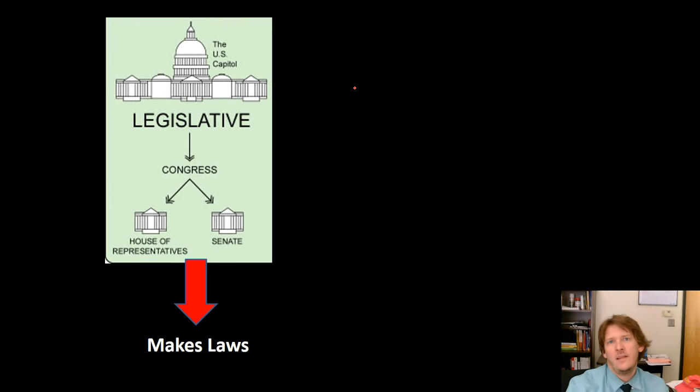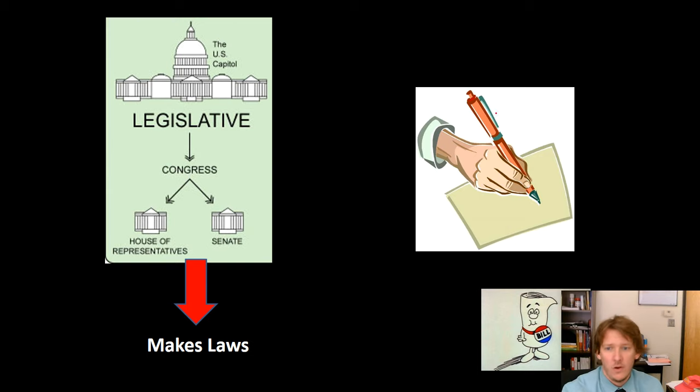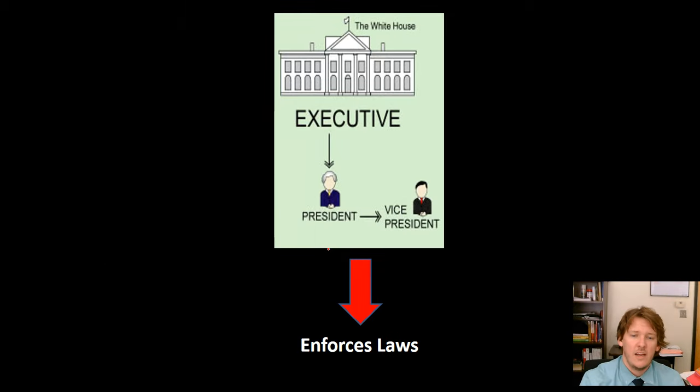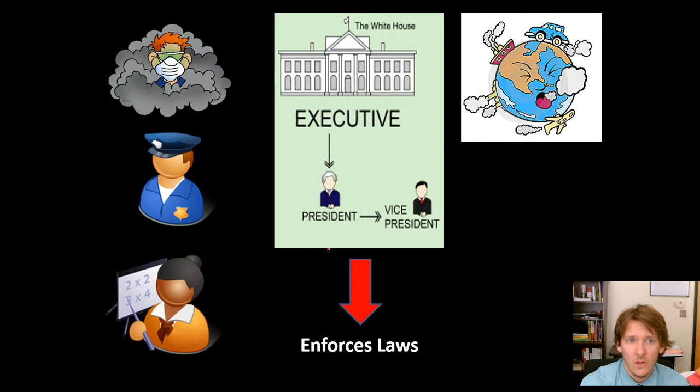Let's look at the legislative branch. So once again, they make the laws. They write the laws, right? They take the bill. They turn it into a law. The executive branch enforces the law. They make the law happen. They bring the law to life. They take it off of the page. They take the words and they do everything that needs to happen to make sure that the law exists.